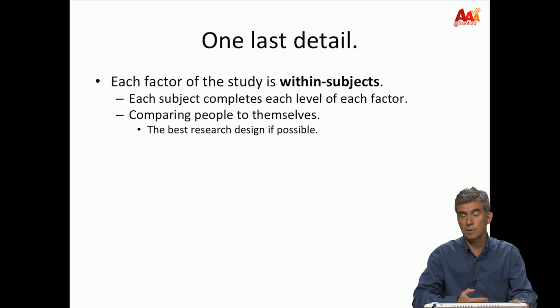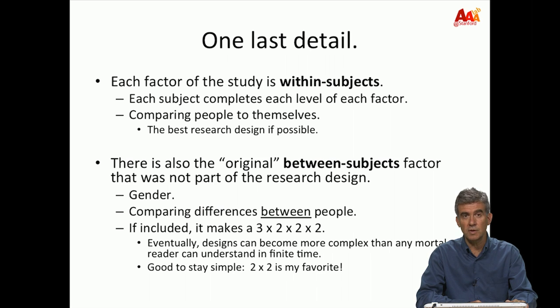Sometimes you can't. Sometimes people can't be in both conditions simultaneously like they could here. Or, as in the case of this experiment, a lot of you like the between subjects factor that was not part of the research design, but was gender. And here you're comparing differences between people. So it's between subjects where you're looking for differences, not within subjects. If you include it, it's the 3 by 2 by 2 by 2.